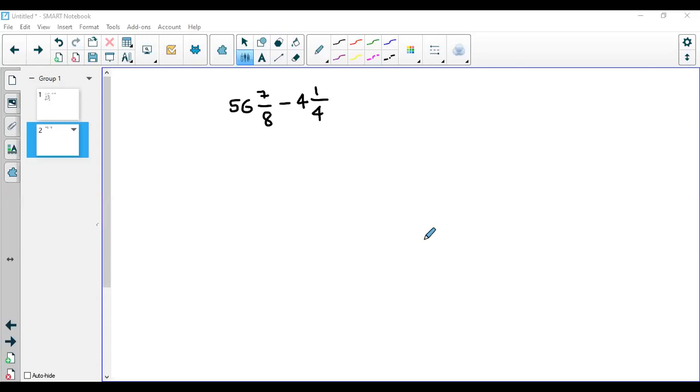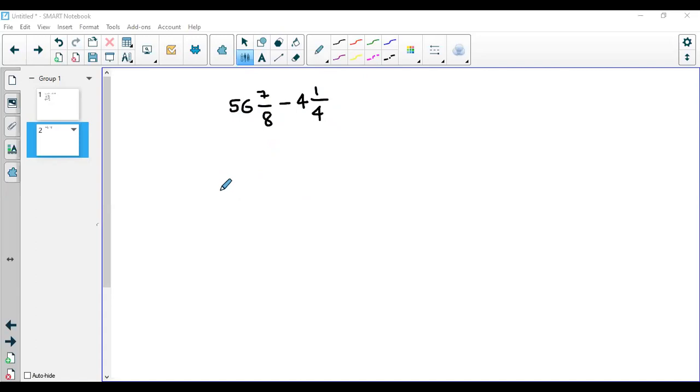Okay, so this was the question we have to do. 56 7/8 minus 4 1/4. Now the perfect way of doing it is to change these mixed numbers into improper fractions. Multiply 8 by 56 and then add 7, and do the same here. 4 4s are 16 plus 1 is 17/4. That's the perfect way of doing it.